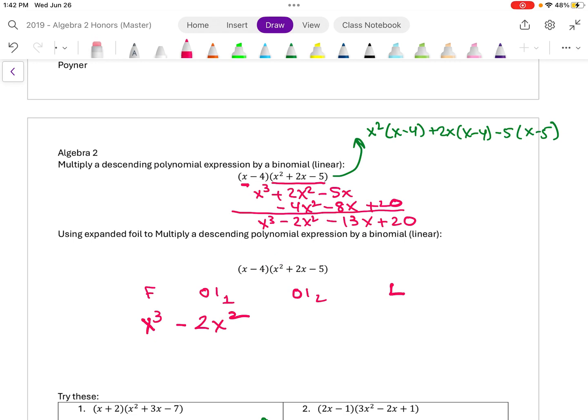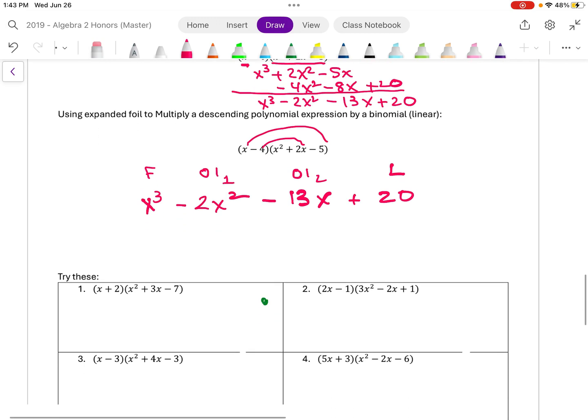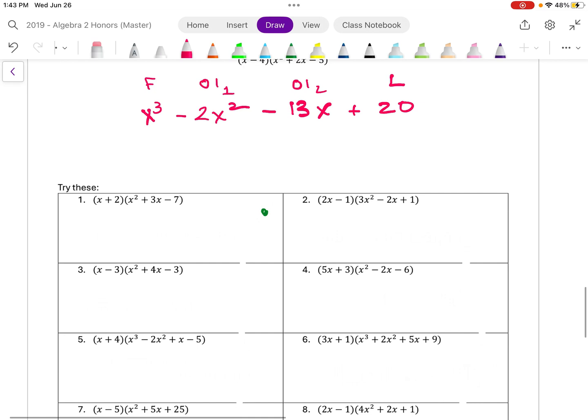And then we're going to do the next set of outer and inners until I run out of sets. So outer, inner, like that. So we have negative 5x and negative 8x. So negative 5x minus 8x gives me negative 13x. And then the last, you just multiply the last 2 terms together, gives me plus 20. And there you have it. You're doing the whole thing in your head instead of having to do a lot of writing. It's just a way to speed up multiplying by a binomial.